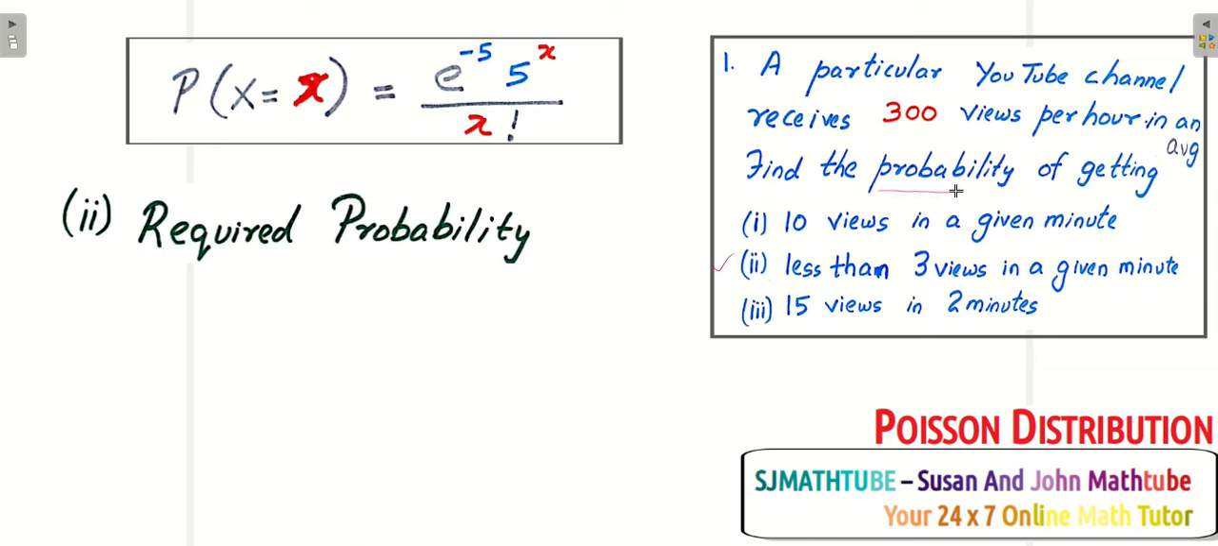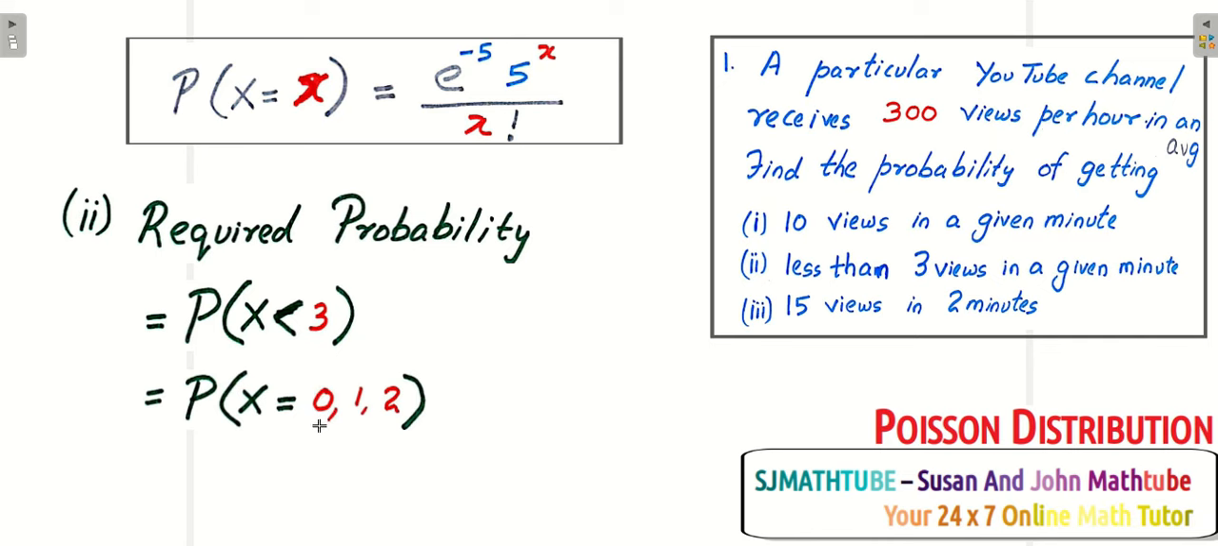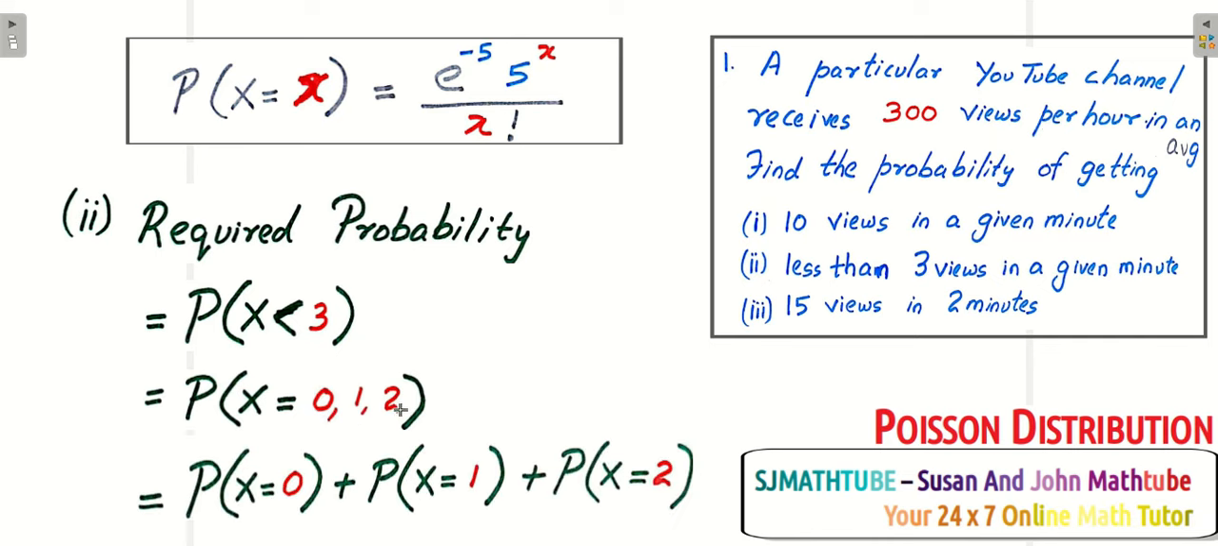Now the second part. Find the probability of getting less than 3 views in a given minute. I have already converted the system into minutes, to be exact into 1 minute. So we are worried about the first part. And remember, capital X stands for the number of views. So we want capital X to be less than 3. Yeah, there it goes. This is the probability. And less than 3 means it can be 0, 1, 2.